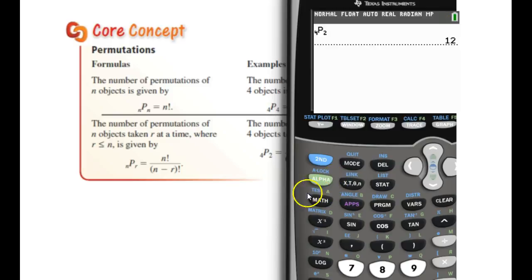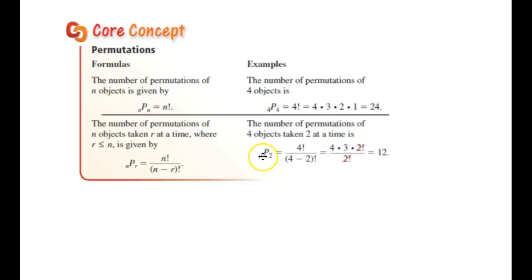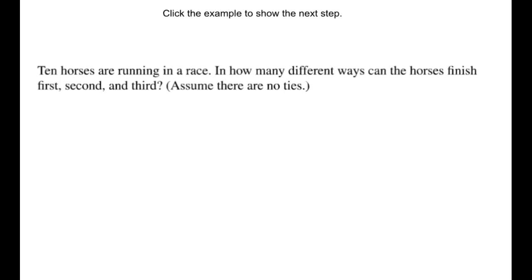So then I see I have 12 different possibilities, which is what we saw before, as well. My calculator can help me with this, or if I don't have a calculator, I can do it by hand. So I have 4 factorial divided by (4 minus 2) factorial, which ends up being 12. So now let's look at an example of this.